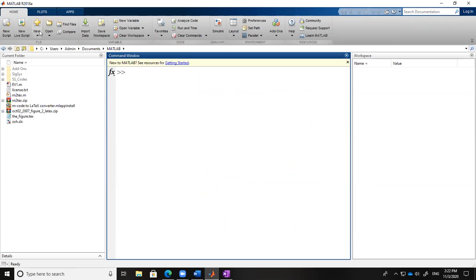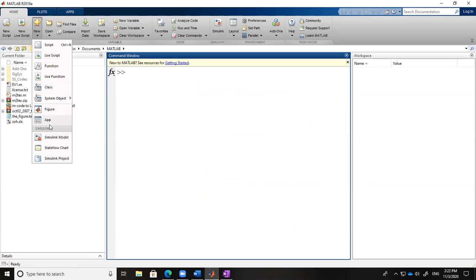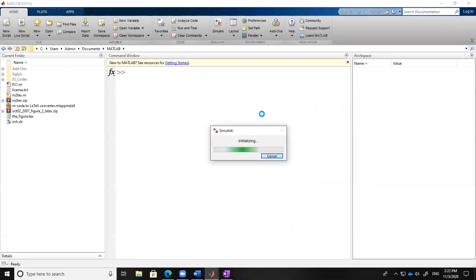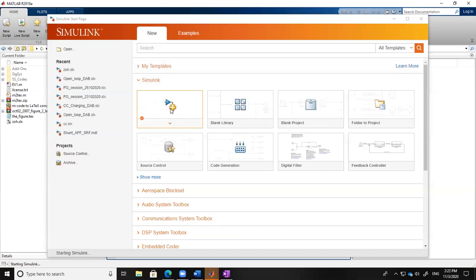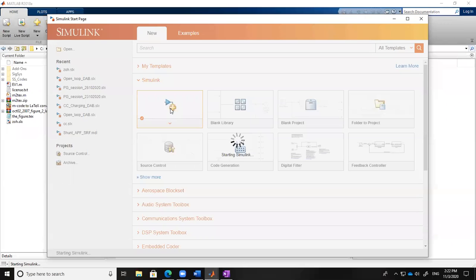So I will start with a new model. Now I hope everybody is acquainted with developing or creating a model in MATLAB.